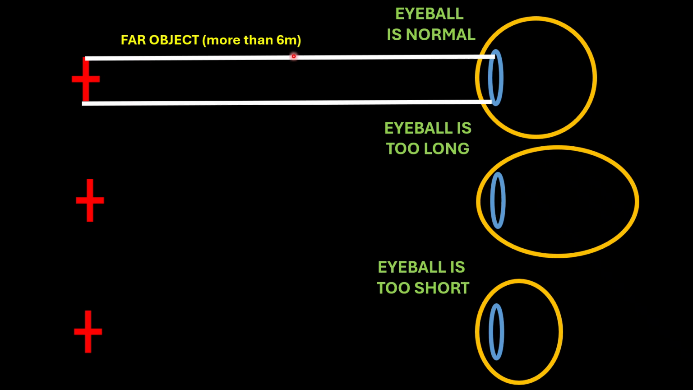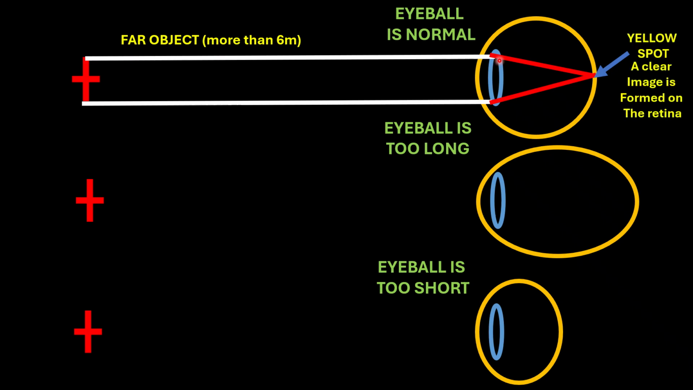The moment the light from the person fell on the lens, they were refracted, and then perfectly so, the light fell on the retina. And then, yes, over there on the yellow spot, a clear image of the object was formed perfectly on the retina. That means the person could see. So this person's sight, the person with the normal eyeball size, is perfect in vision. The vision of this person is excellent.